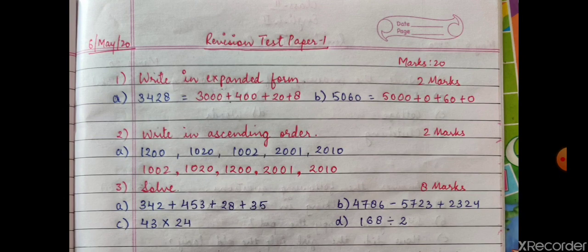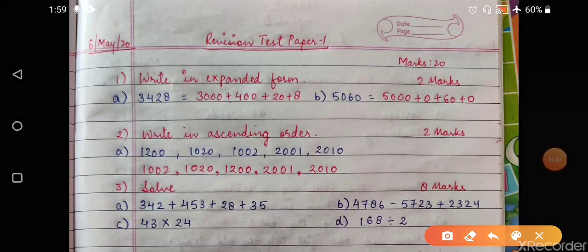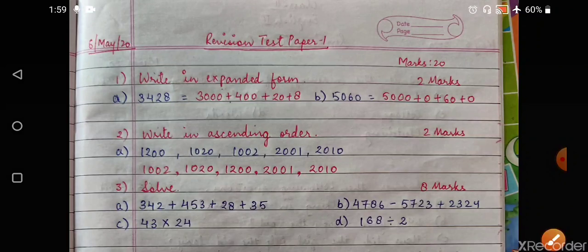So 3428 will be written as 3000 plus 400 plus 20 plus 8. And 5060 will be written as 5000, 0, 60 and 0. And if your kids have written 3 zeros instead of 1 zero, that will be correct. So you don't have to cut it if you feel that I have not written like this. It is also correct, because either you write 3 zeros or a single 0, the value of 0 is always 0.